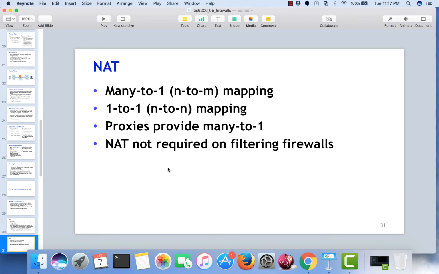So basically, think of it like this. It has a many-to-one mapping. There are occasions where you have a one-to-one mapping: if you have just one person, they have an internal IP address, and then they have an external IP address. Proxies provide a many-to-one as far as network address translation, and NAT is not required on filtering firewalls.